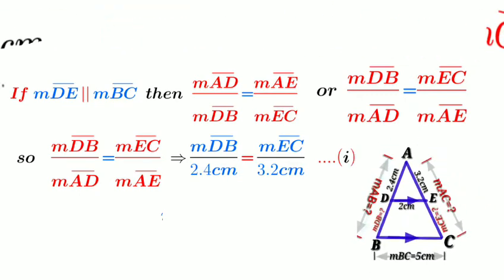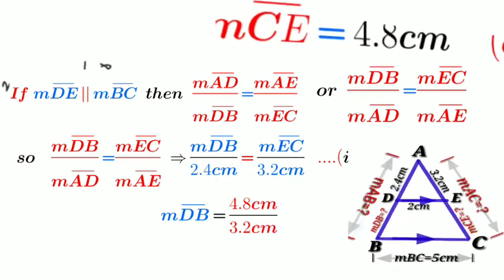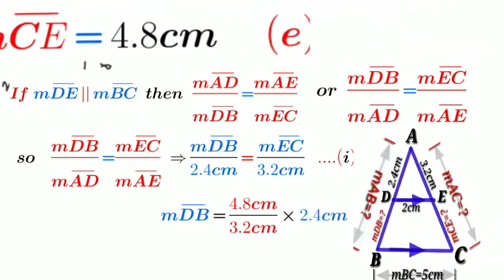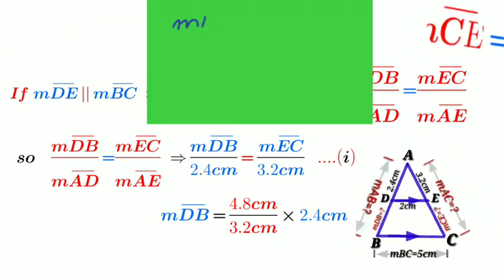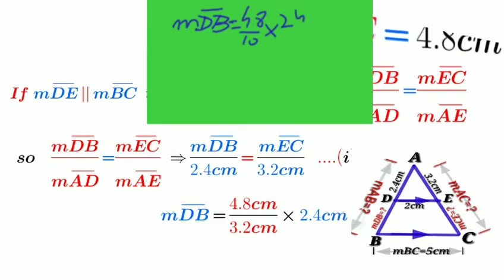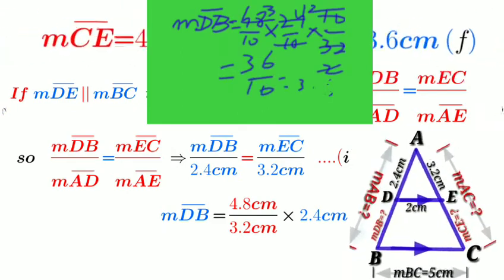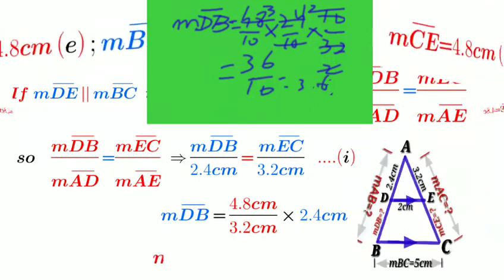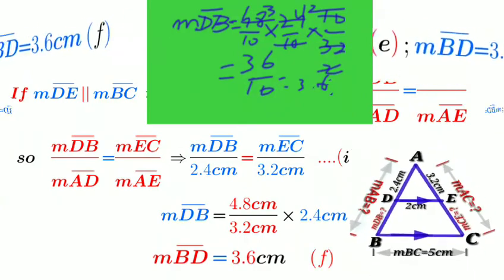On putting the value of CE in equation number 1, the value of side DB is equal to the ratio of 4.8 centimeter and 3.2 centimeter multiplied by 2.4 centimeter. Then the value of side DB becomes 3.6 centimeter.